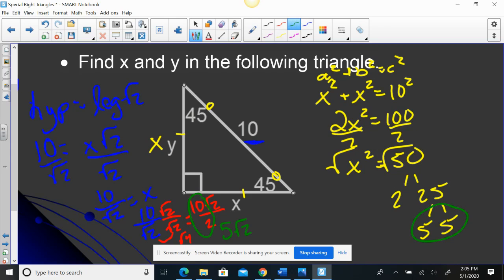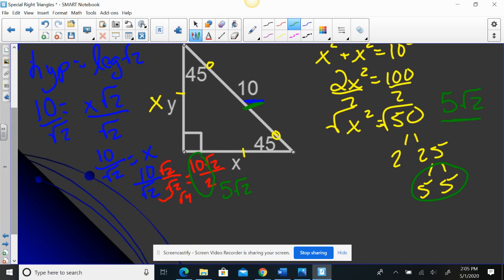Yay, I see pairs here. This is 5 square root 2. So what's the relationship between 10 and 5 square root 2? When I'm looking from my hypotenuse to my leg, it's actually going to be the hypotenuse divided by 2 and then times the square root of 2. You don't have to remember that rule.